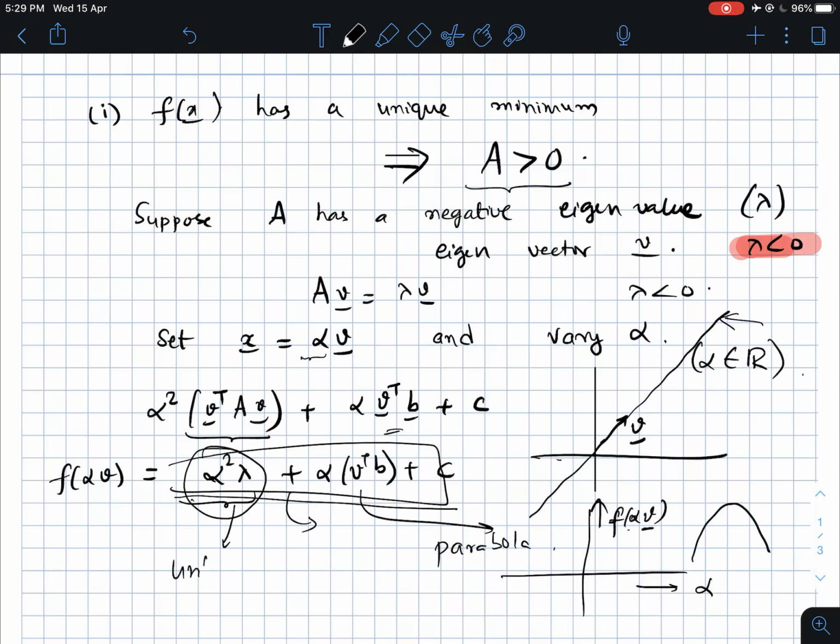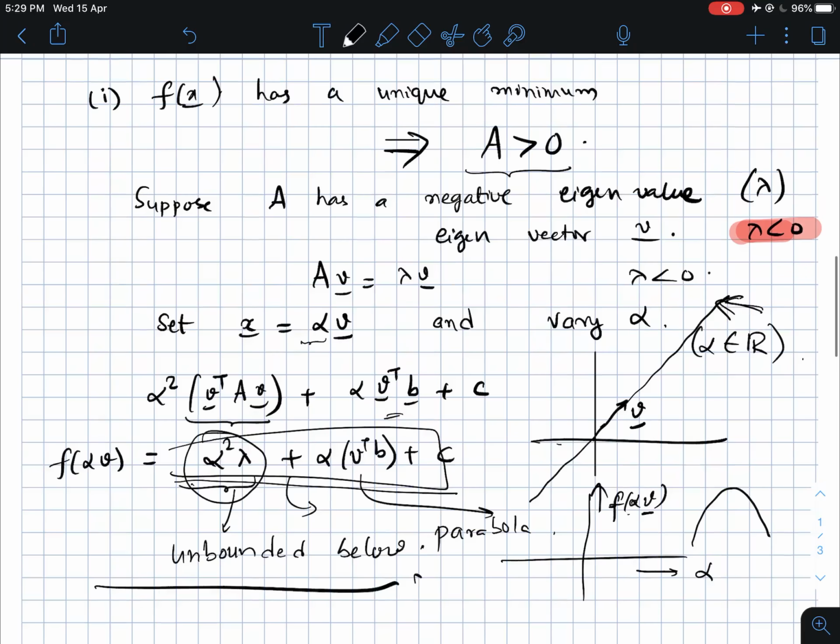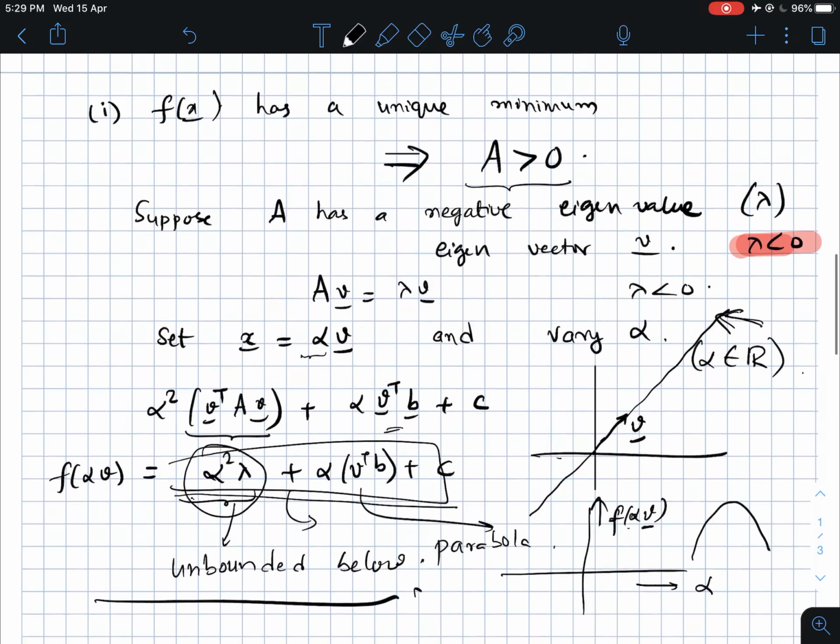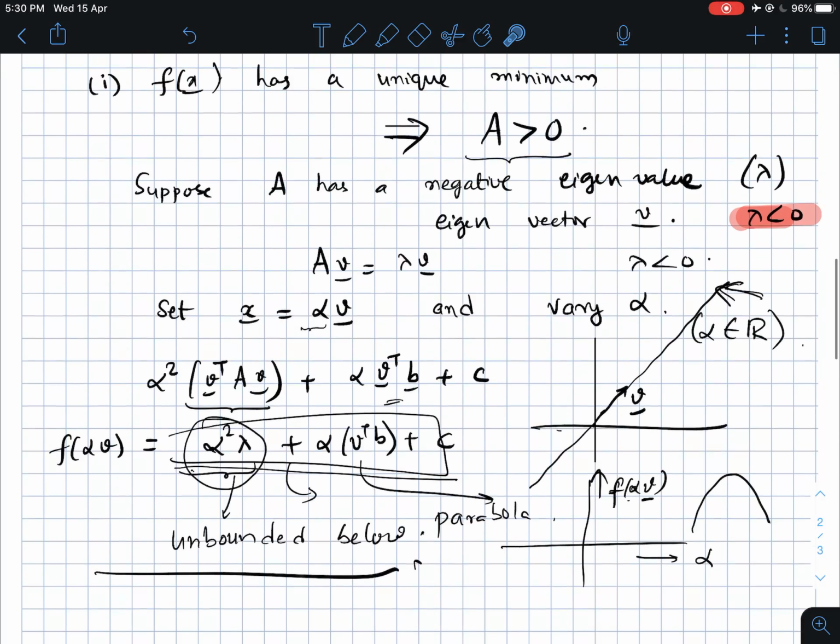So this function is unbounded below. I can drive it as close to minus infinity as I want simply by traversing the line corresponding to the eigenvector of the negative eigenvalue. But that's not what's given to us. We are given that the function has a unique minimum, right? That means that we cannot have a negative eigenvalue. No eigenvalue can be negative. Okay, that's done. So what else do we need to do?